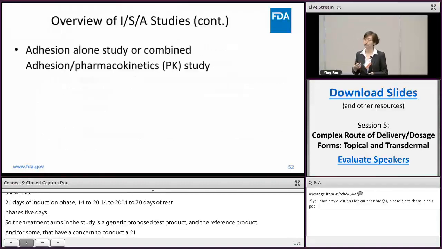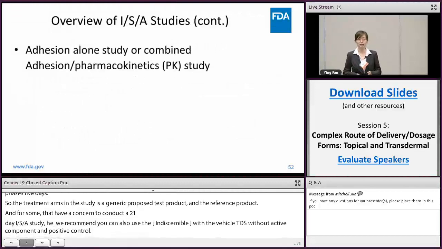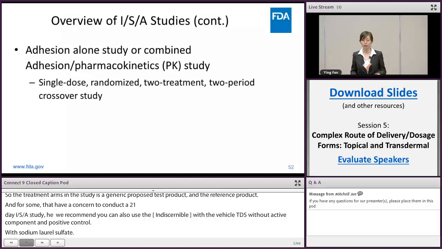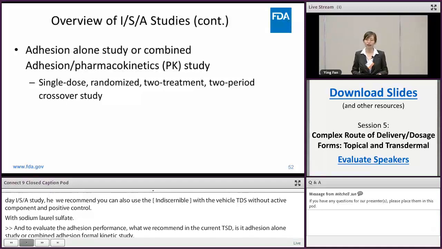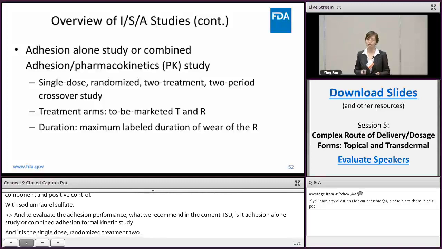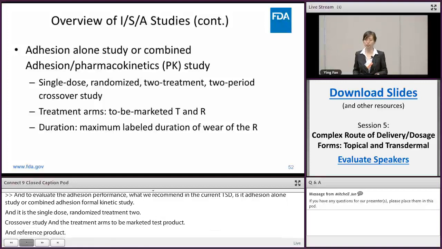And to evaluate the adhesion performance, what we recommend in the current product-specific guidance and the general adhesion guidance is an adhesion alone study or a combined adhesion pharmacokinetics study. It is a single dose, randomized, 2-treatment, 2-period crossover study. The treatment arms are the to-be-marketed test product and the reference product. The duration of the study is the maximum labeled duration of wear of the reference drug product.